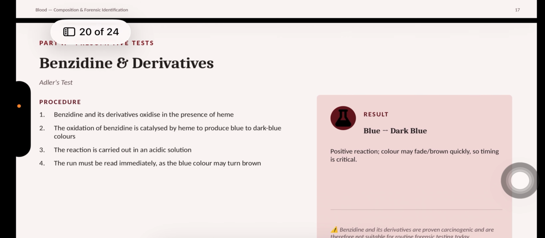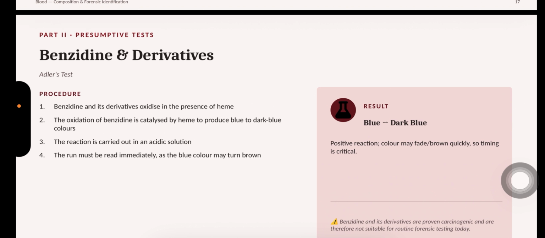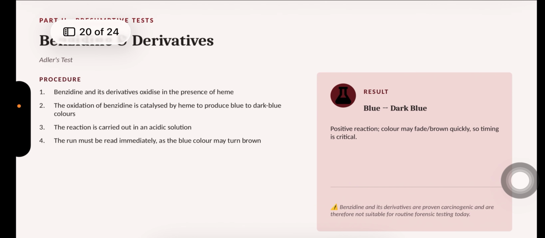Now, moving forward, next we have benzidine and its derivatives, also known as Adler's test. Benzidine and its derivatives oxidize in the presence of heme. The oxidation of benzidine is catalyzed by heme to produce a blue to dark blue color. The reaction is carried out in acidic conditions. Now the result must be analyzed quickly because this blue color may turn into brown or fade away after some time.